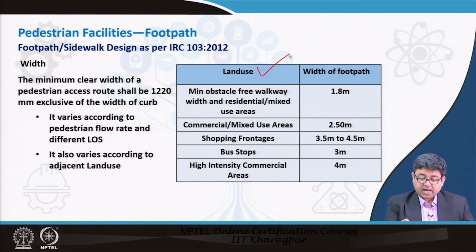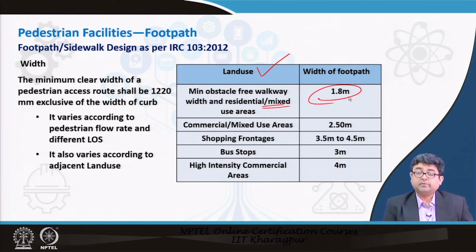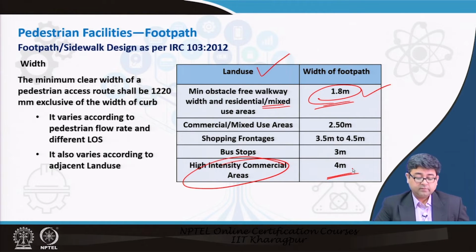Similarly, based on land use, again we have already seen that via pictures. What it says is that if it is residential, you have to provide at least 1.8 meter width. Again, when we are saying 1.8 meter width, remember it is the pedestrian zone that we are talking about. In addition to the pedestrian zone, you always have to have your frontage zone as well as your furniture zone. So, in residential areas, a minimum footpath width of 1.8 meter, whereas in high intensity commercial zones, you have to have at least 4 meter of footpath.